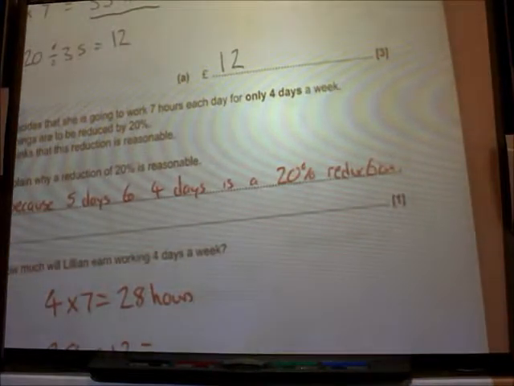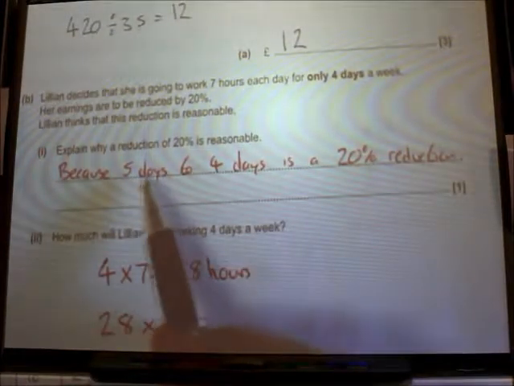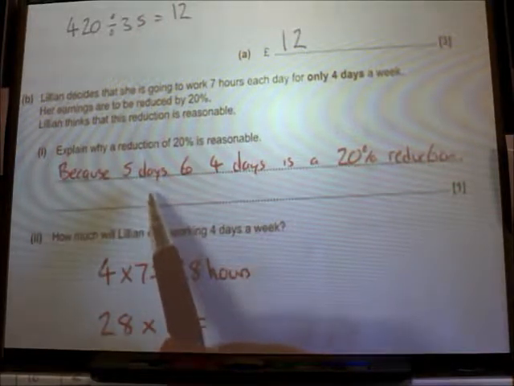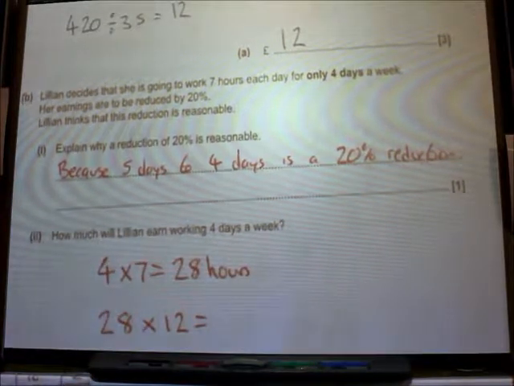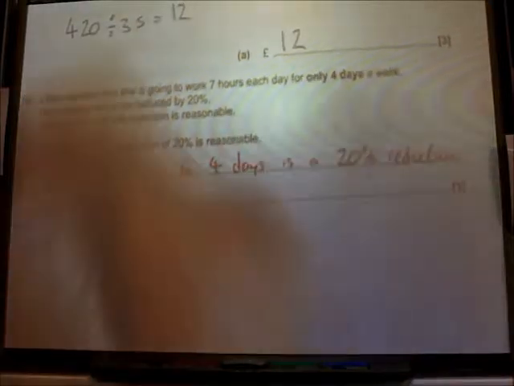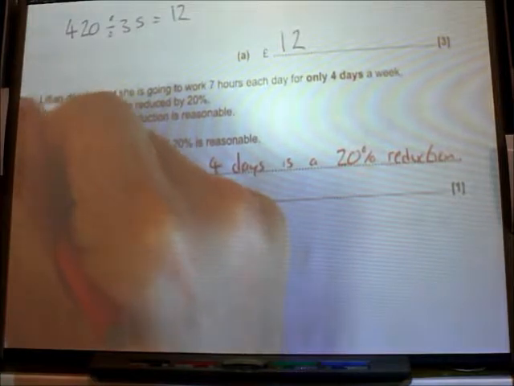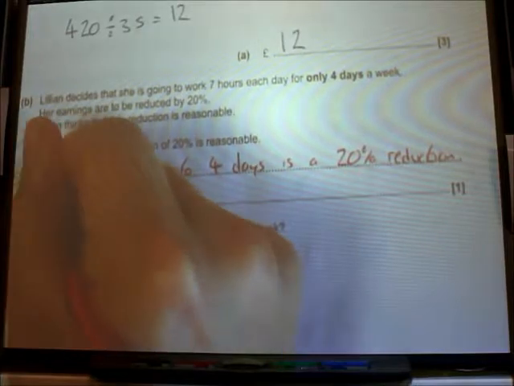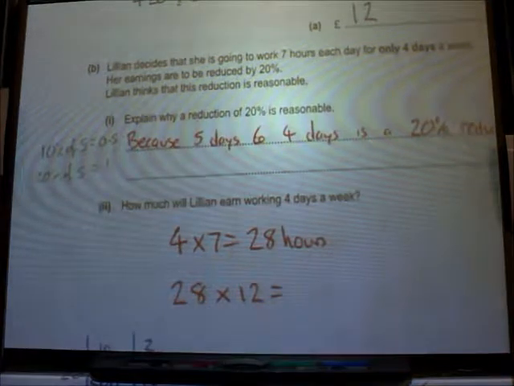Well, because 5 days to 4 days is a 20% reduction. If you reduced 5 days by 10%, you'll be knocking off 0.5 days. So 20% would be 1 day. So 5 take away 1 day gives you the 4 days. If you want to show that it's a 20% reduction, you could do 10% of 5 equals 0.5. So that means 20% of 5 equals 1. So that's the reduction in days that she's working. So it is 20%. Next one.